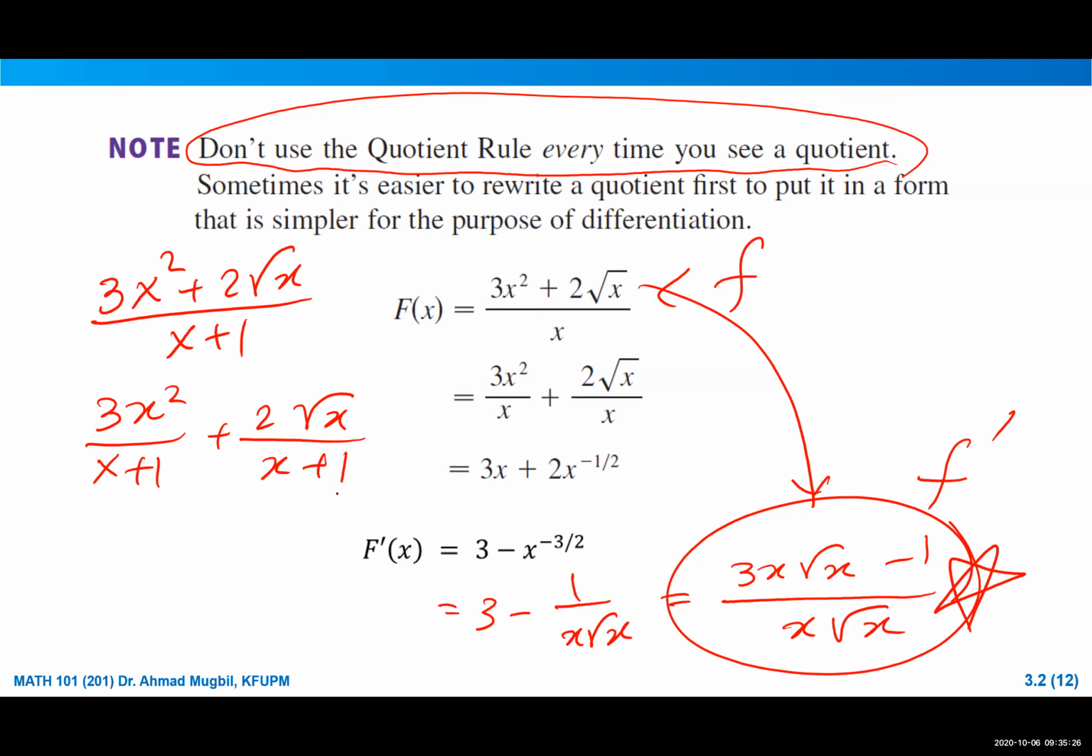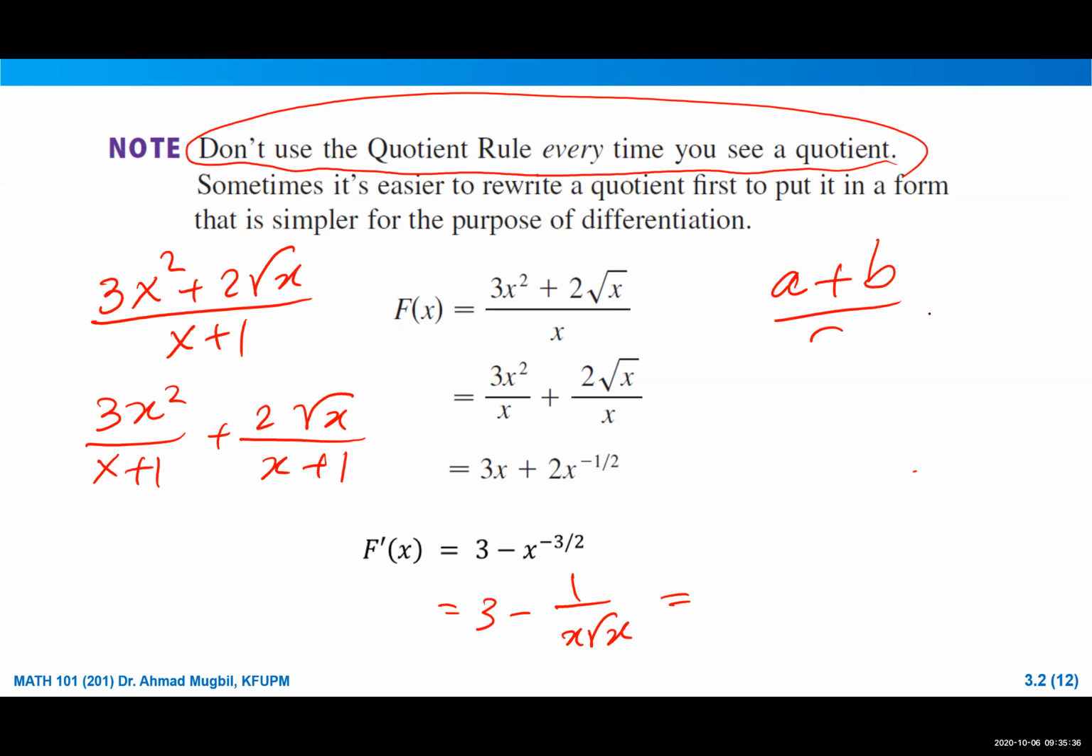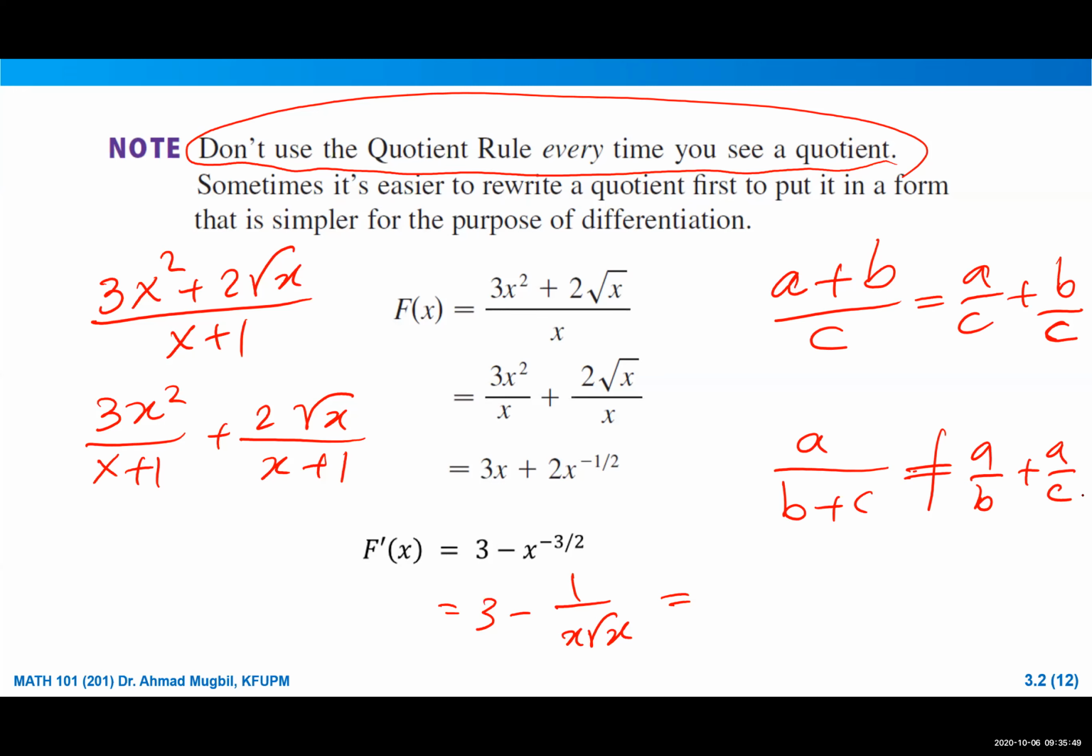So no benefit from that. Be careful, ya Shabab, here about a common mistake that some students are making. This mistake comes from this fact: (a + b) over c is a over c plus b over c, if c is not 0, of course. But the opposite, if it is a over (b + c), this is not a over b plus a over c. Be careful about this.